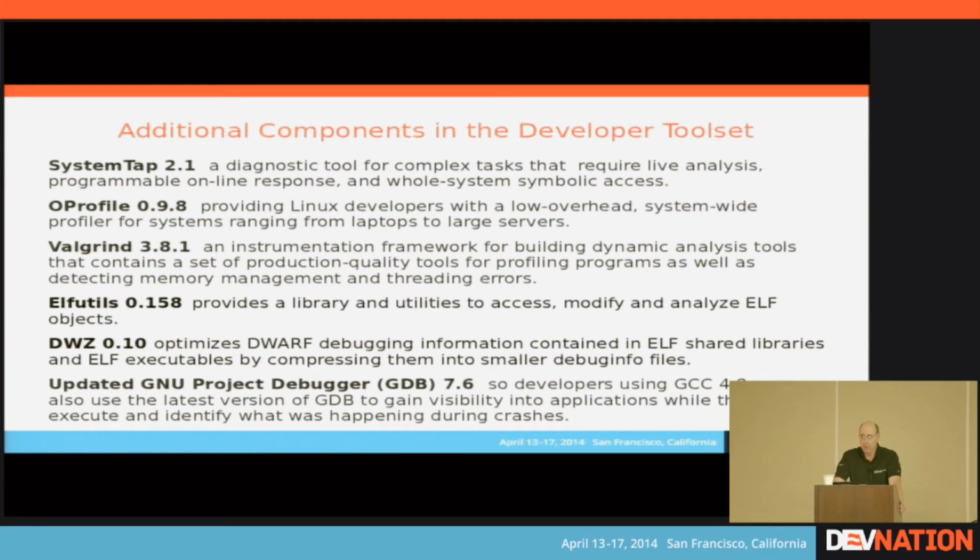Some additional components in the Developer Toolset: SystemTap, OProfile, Valgrind, elfutils, DWZ, and GDB. These are all newer versions of these tools than those that are available in RHEL. All of these, except DWZ, are available in base RHEL 6, just an older version that continues to be supported, a stable version to go along with the current version of the compiler and the libraries that are in RHEL. And then in the DTS, we've updated them to these newer versions. As I said, DWZ is not in RHEL 6, but if you look at the RHEL 7 beta, I think you'll find it there.